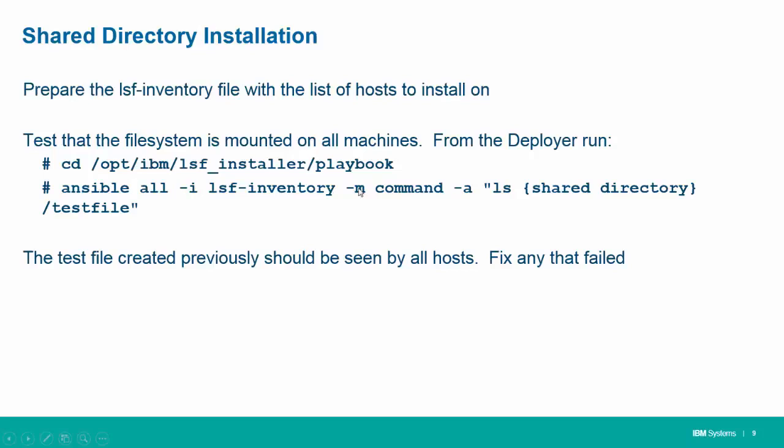To do that, if I go to the deployer node, I can run these commands. I go to the /opt/ibm/lsf-installer/playbook directory, and then I can run this Ansible command. I run ansible on all of the hosts, and my inventory file is lsf-inventory. I want to run a command, and the arguments to that command are ls, and then of course I would give the path to that shared directory, including that test file that I created in the previous step.